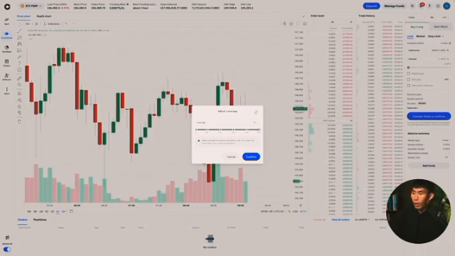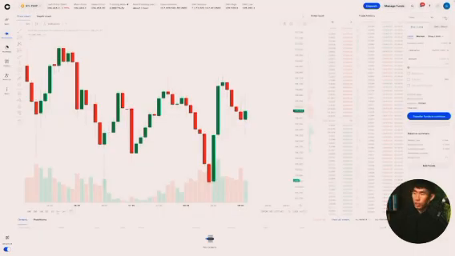Which is a lot, okay? So yeah, for beginners, just stick to 2x or 1x or 3x, right? Like I said, you're much better off just ensuring that you know what you're doing to protect your downside and you don't actually get liquidated.